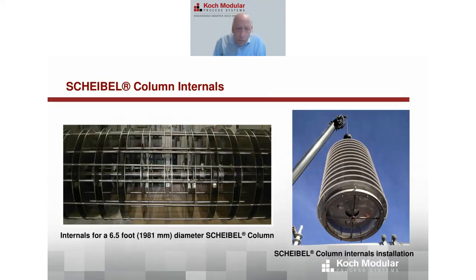Here are some pictures of internals for a Scheible column. The one on the left is about a 6.5 foot diameter Scheible column. What you're seeing here are the inner baffles and the turbine impellers. In this particular case, the outer baffles would be welded to the inside wall of the vessel. And then on the right side, this is a complete cartridge, which has the outer baffles, inner baffles, and impellers all together. You can see we have a Teflon edge here so that when you slip this into the column, that's what seals each stage at the wall of the column.